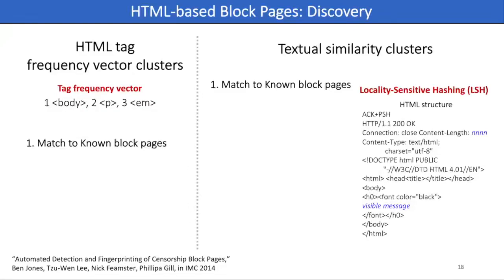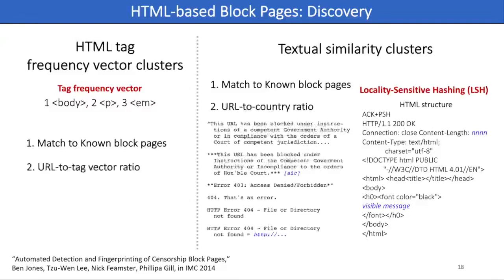So when there is a group of block pages generated by the same filtering software, they tend to have similar tag frequencies or HTML tag structures. So matching to known block pages can help us find new block pages. We can also find totally new unknown block pages.